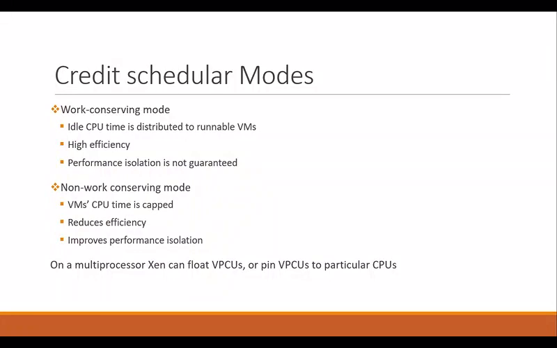The other mode is the opposite, which is non-work conserving mode. Here you give every virtual machine a minimum amount that even if it's not using it, no one else can use it. But this comes with reduced efficiency, and it will improve the performance isolation. Also, if you have multiple cores or multiple CPU sockets on your physical machine, you can pin a specific virtual machine to run only on one core. Or, on the other hand, you can keep it floating across all the cores and sockets you have on your physical machine.